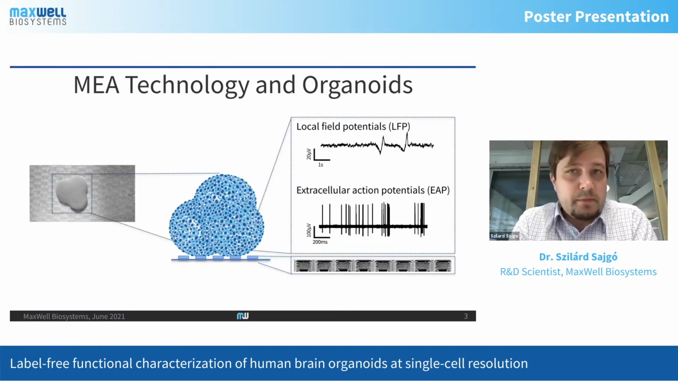Using MEA technology, one can record from the organoids in general two outputs. One is the LFP, the local field potential, this being the electrical potential recorded in the extracellular space of your organoid, or you can record, of course, the extracellular action potential of your neurons in your organoids.